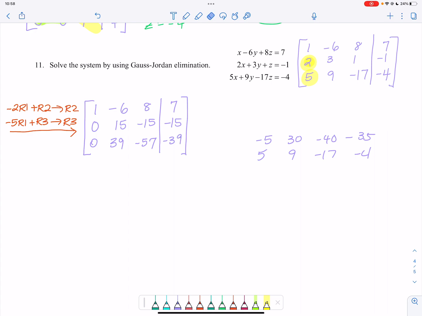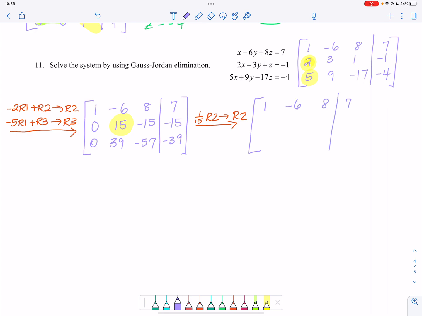Okay, so now what's our focus? We need to have this 15 as a 1. Okay, so how will we do that? Well, we could go ahead and multiply each term by 1/15. Each coefficient, so 1/15 times row 2, and we'll replace row 2 with that. So row 1 and row 3 are unchanged.